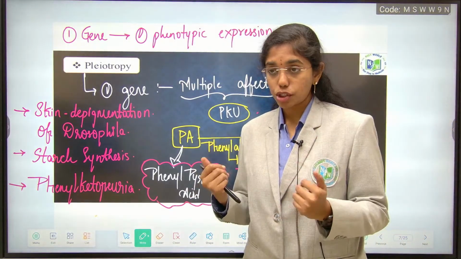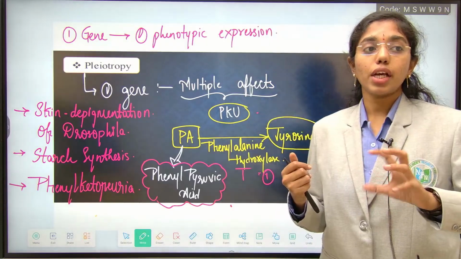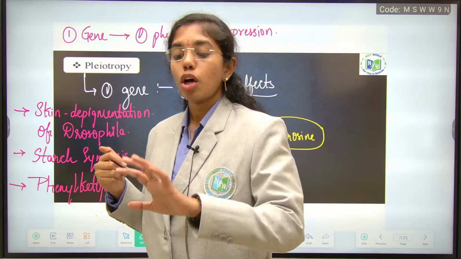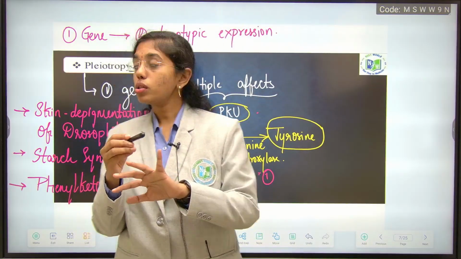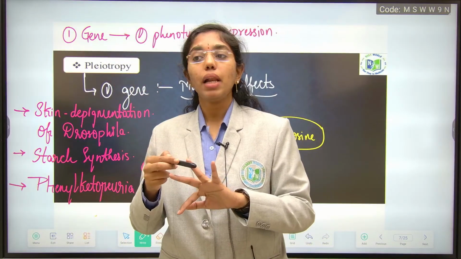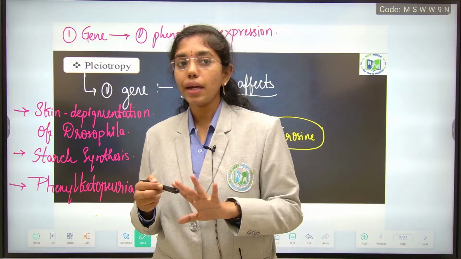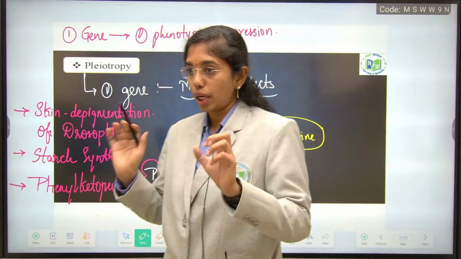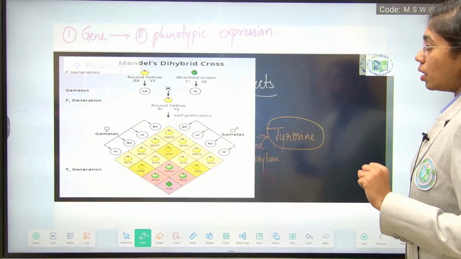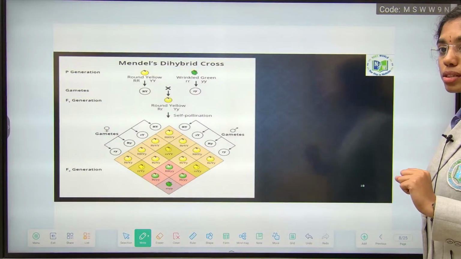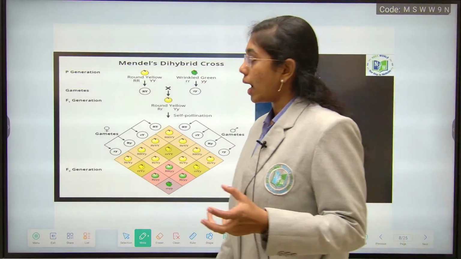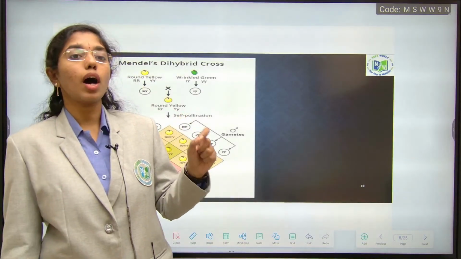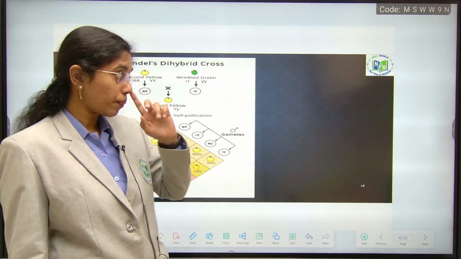intra-allelic interactions, that is intragenic interactions, which are deviating from the laws. Those include pleiotropy, multiple allelism, codominance and incomplete dominance. All these concepts with examples we have learnt. Now, let us look into the concept of the dihybrid cross, what the results of the dihybrid cross are, and what law is derived from the dihybrid cross.